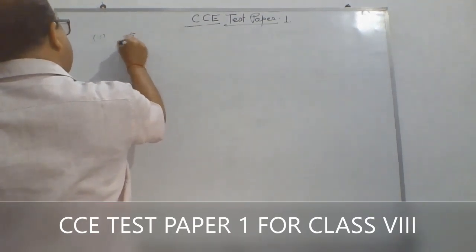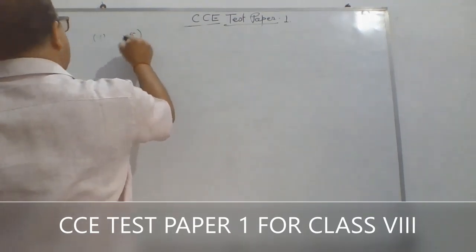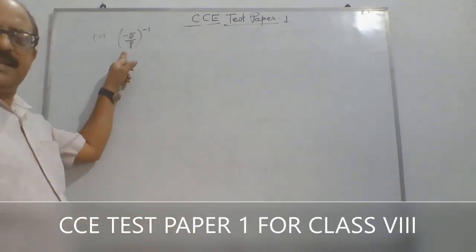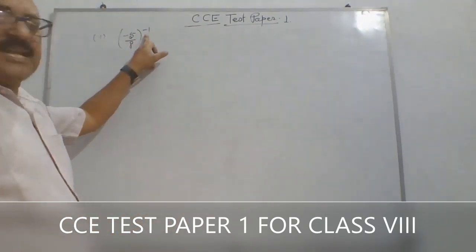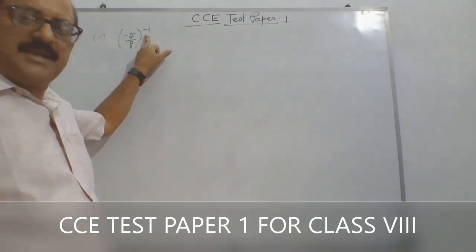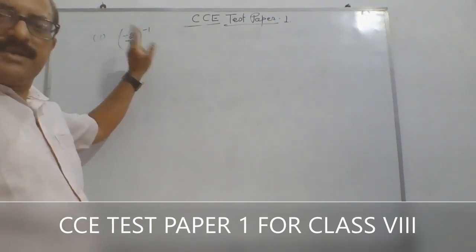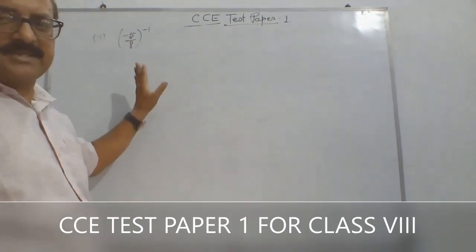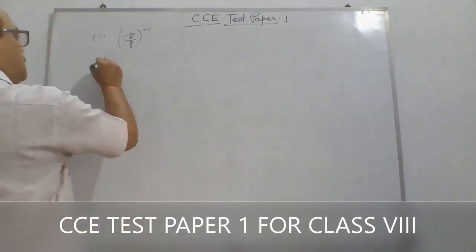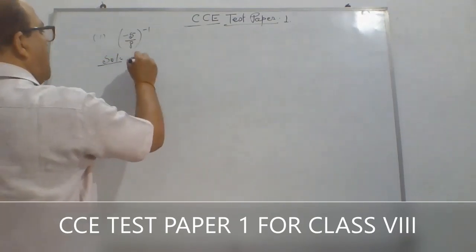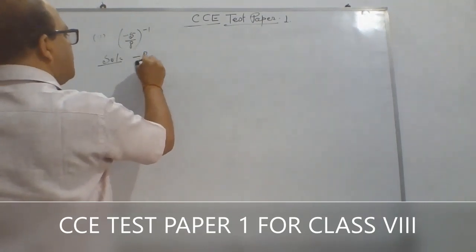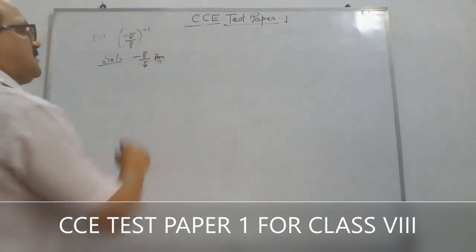Minus 5 by 8 to the power minus 1. Here, in any rational number, if the exponent is minus 1, it means we have to write the reciprocal of this given fraction. So minus 5 by 8 becomes minus 8 by 5. This is the answer.